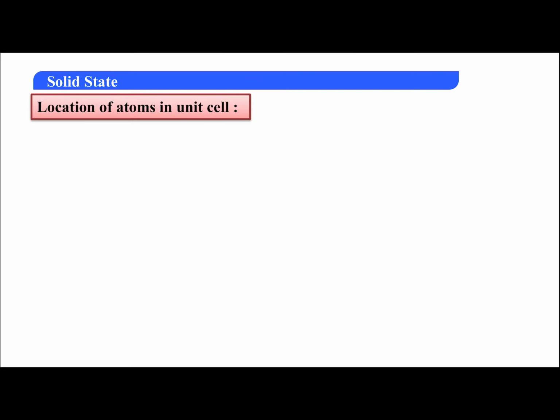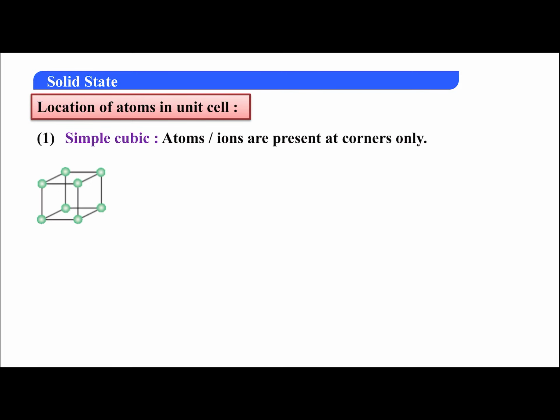Location of an atom in unit cells. Atoms or ions can be present at the corners of the simple cubic. Now, in reality, if you see this picture, it looks like these 2 spheres don't touch each other, but in reality they touch each other.